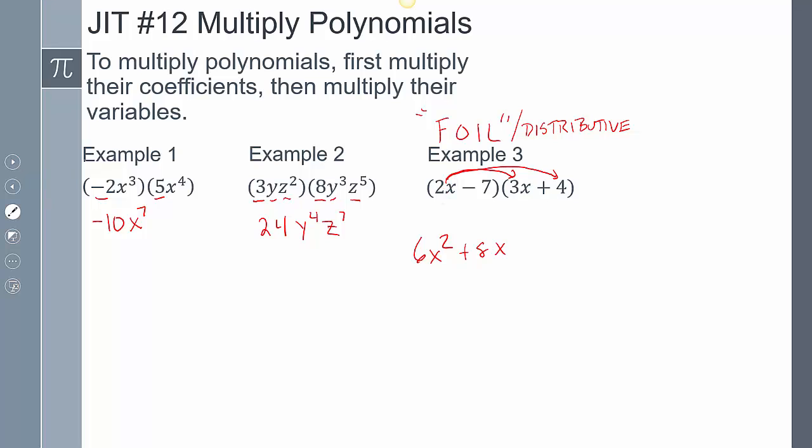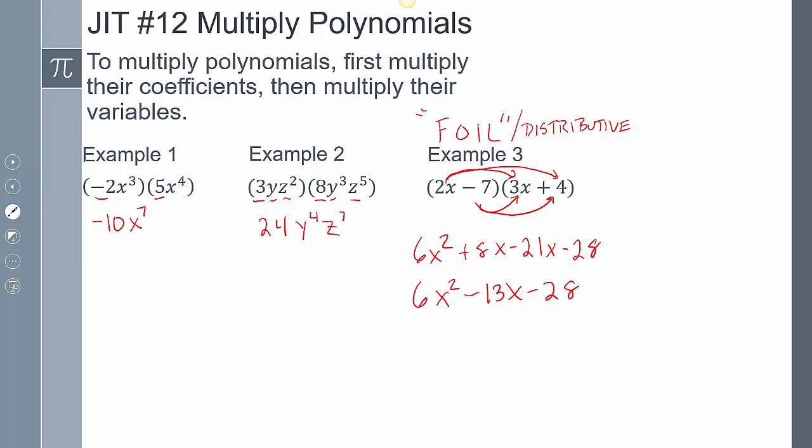So since I multiplied this with both of these terms and got those, now I move over to the next term. So now it's negative 7 times 3x, which is minus 21x. Negative 7 times 4, that's going to give me negative 28. Now to help you remember that, they say FOIL: first, outer, inner, last. But just understand that it's a form of distributing, and all you're doing is you're taking this first term and multiplying it with the next two, which is what I had here, taking the second term and multiplying it with these two, and that's how I got those two there.